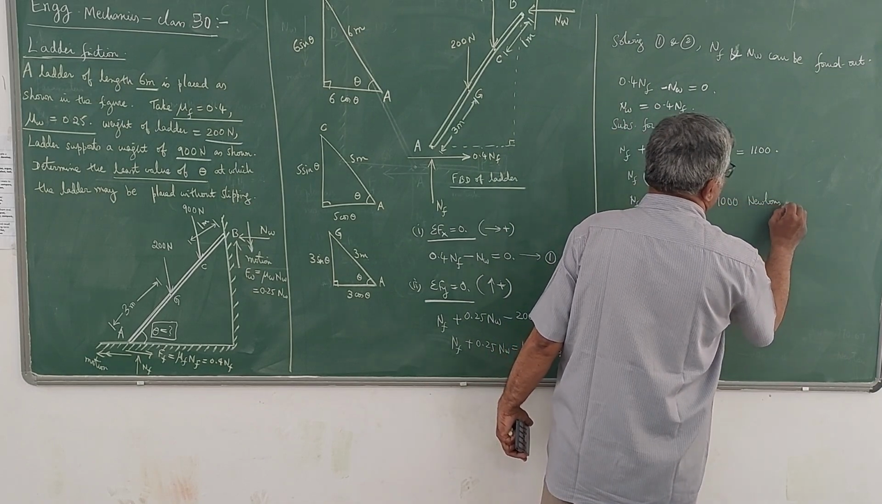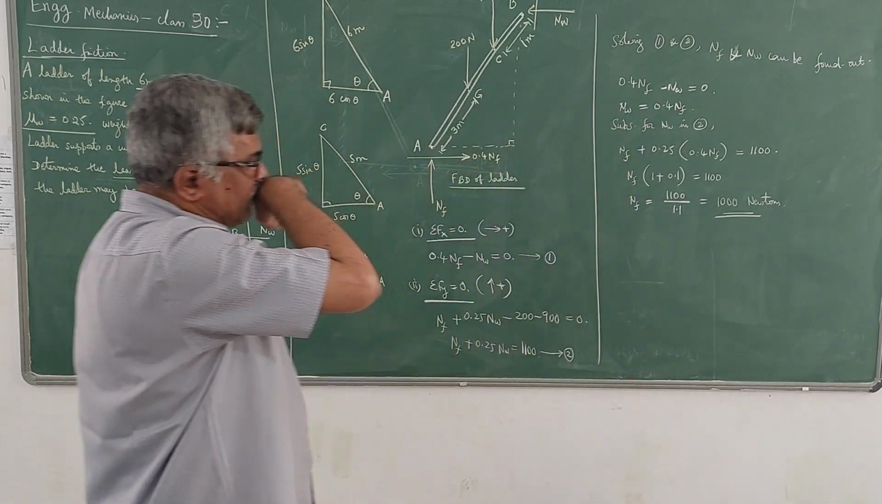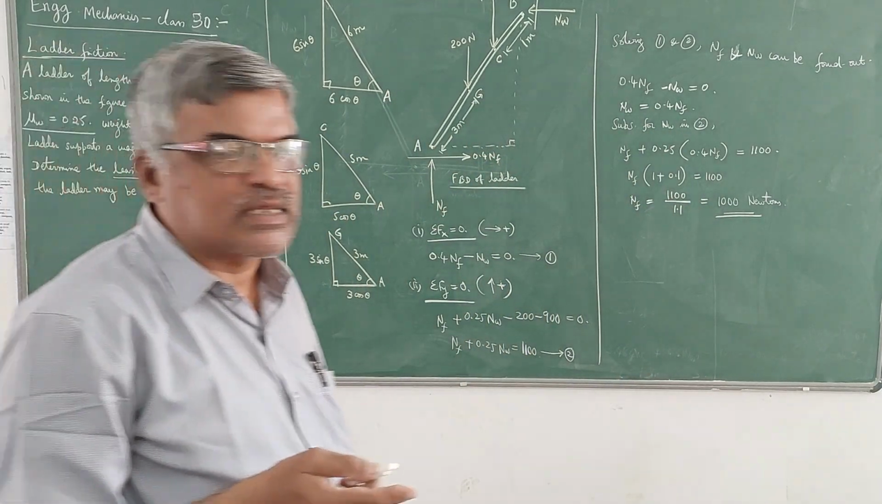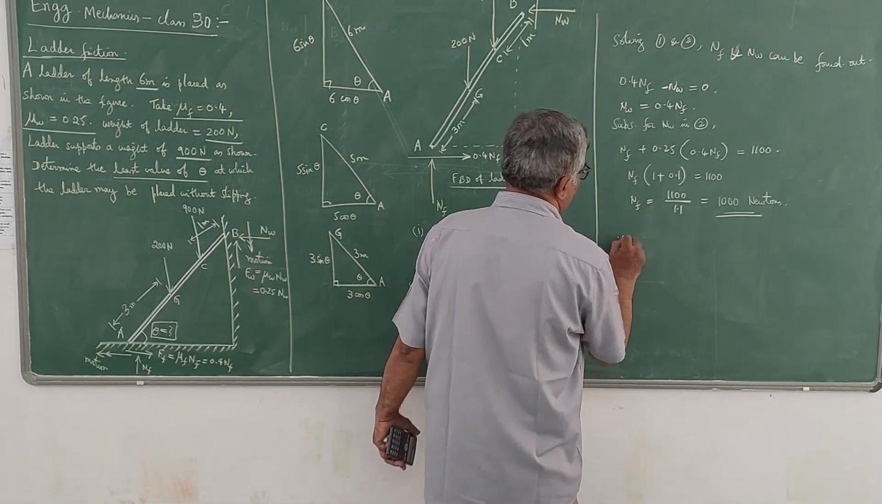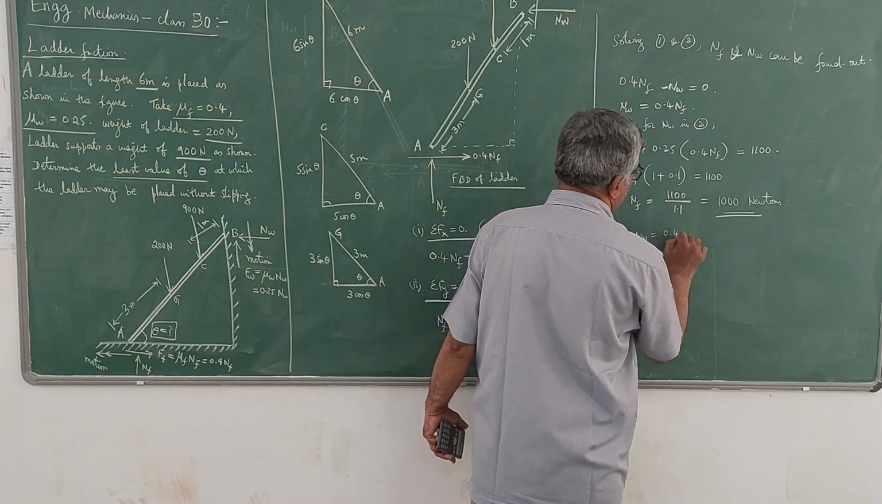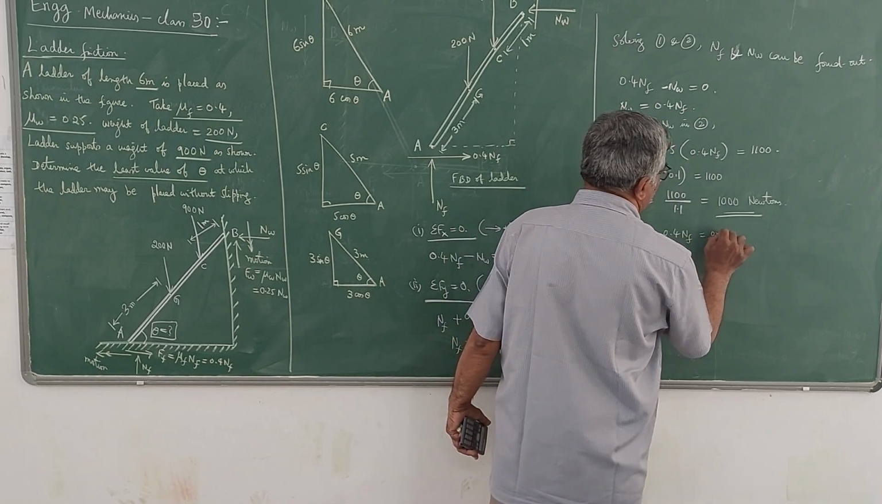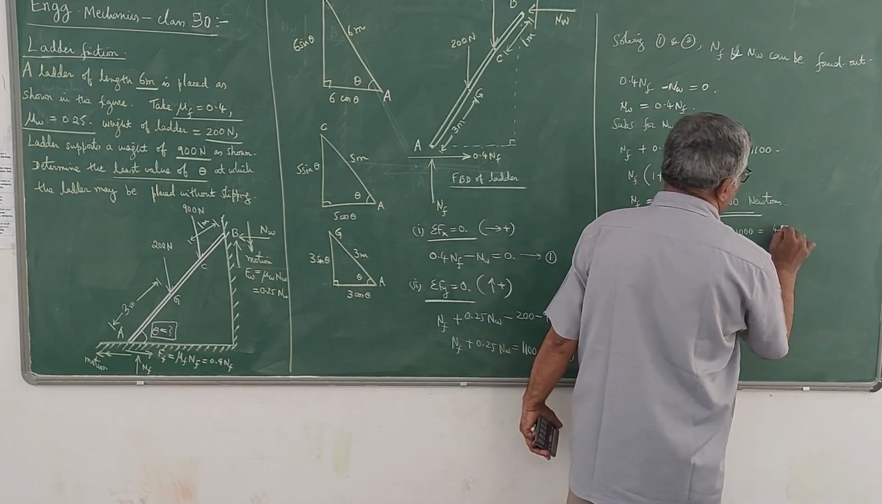1000, because the weight of the ladder and the load on the ladder are given in newtons, your frictional forces and normal reactions also will be in newtons. Once you get this nf, therefore nw is 0.4 times nf. So 0.4 times 1000, which is 400 newtons.